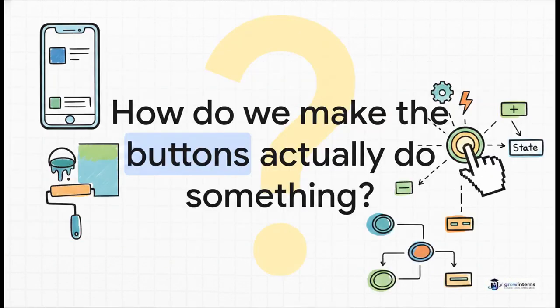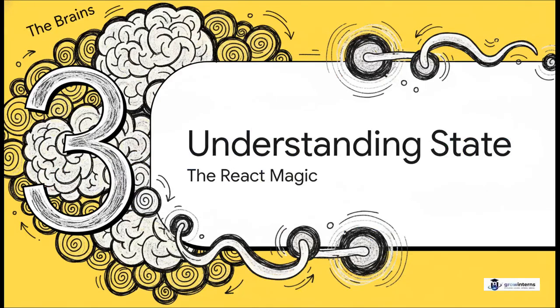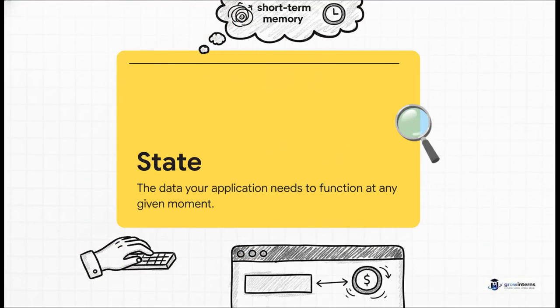So our app looks fantastic, the paint is on the walls, but it leads us to this really vital question. How do we make the buttons actually do something? How do we take this beautiful but completely static interface and turn it into a dynamic, functioning tool? That brings us to Section 3, understanding React state, which is where the real React magic happens. Simply put, state is the data your application needs to function at any given moment. You can think of it as the short-term memory of our component.